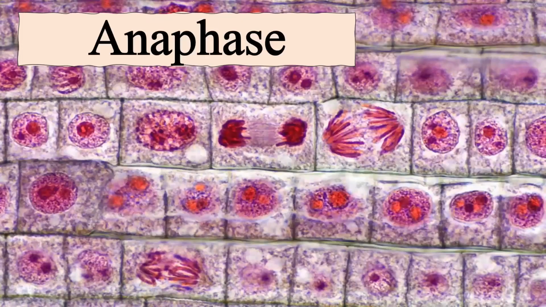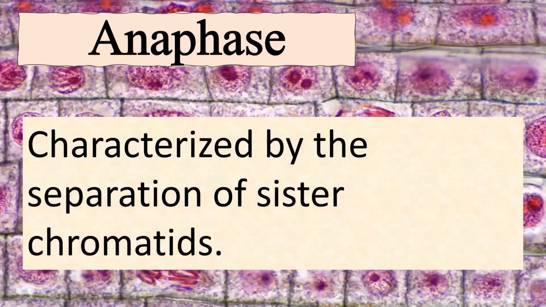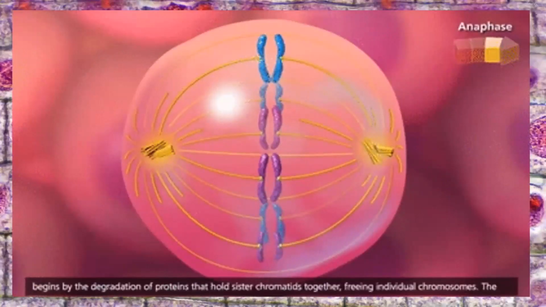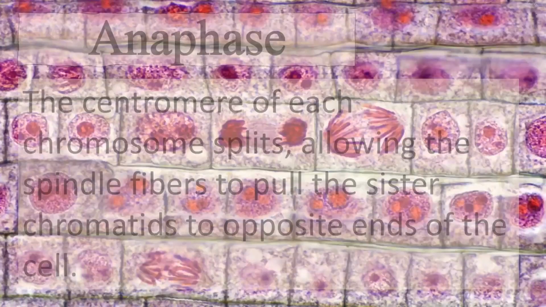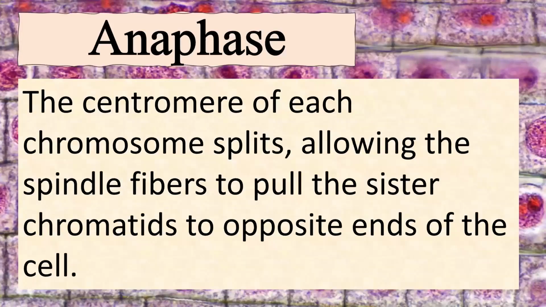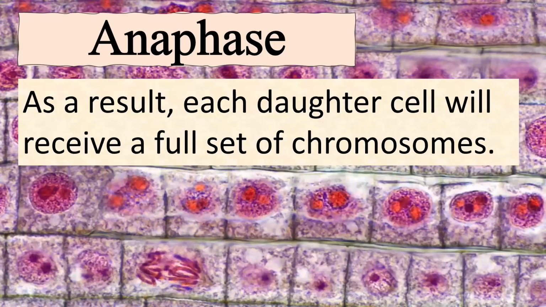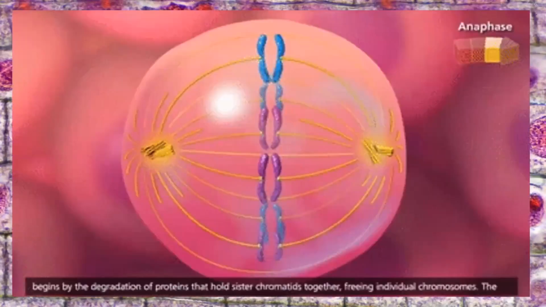Now, after the metaphase, let's move on to the anaphase. The anaphase is characterized by the separation of the sister chromatids. The centromere of each chromosome splits, allowing the spindle fibers to pull the sister chromatids to opposite ends of the cell. And as a result, each daughter cell will receive a full set of chromosomes, like in this animation.